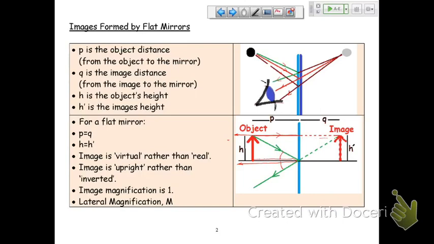The difference is that in a real image, the light rays truly cross. And in a virtual image, the light rays do not truly cross. We can see both of them. We can't tell by just looking whether it is real or virtual. But we can tell if we put a piece of paper where we think the image is. Because clearly, if I put a piece of paper behind the mirror, it's not going to show the image.